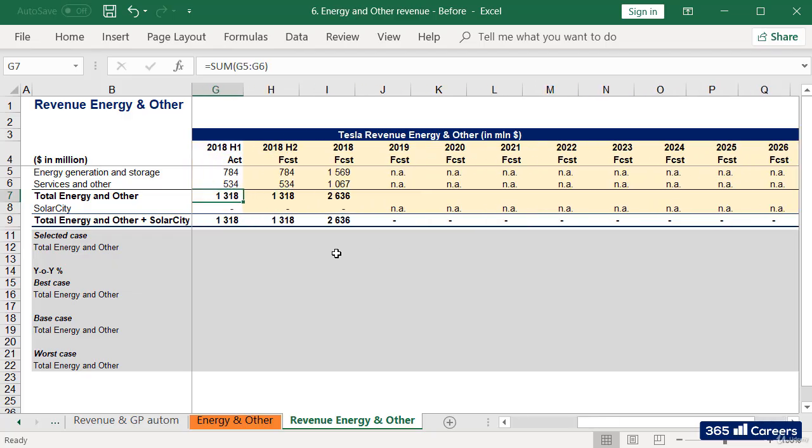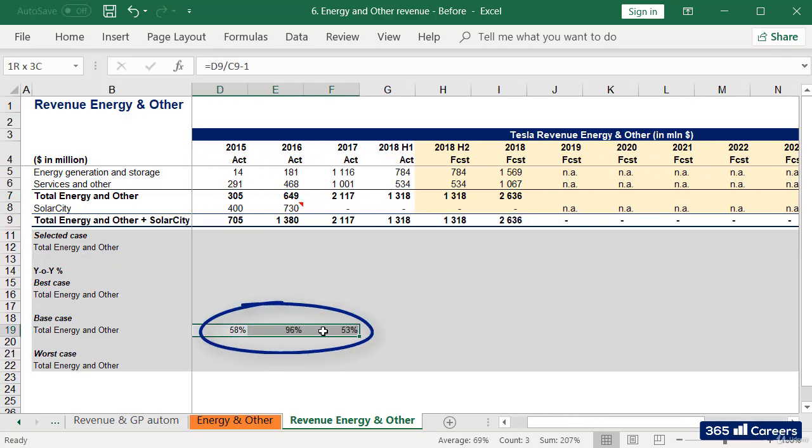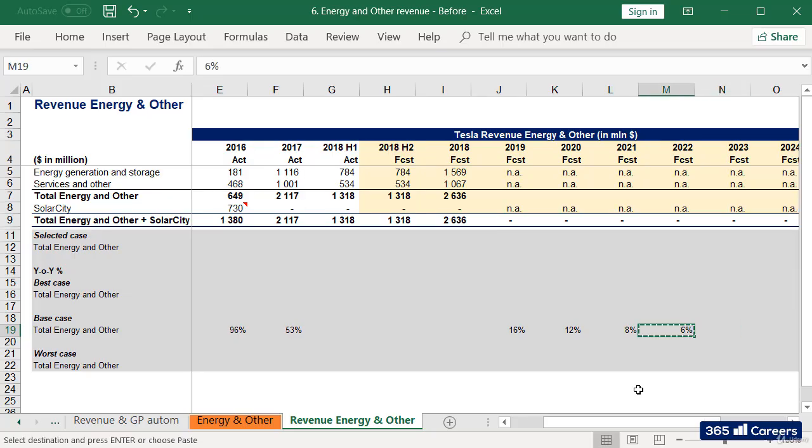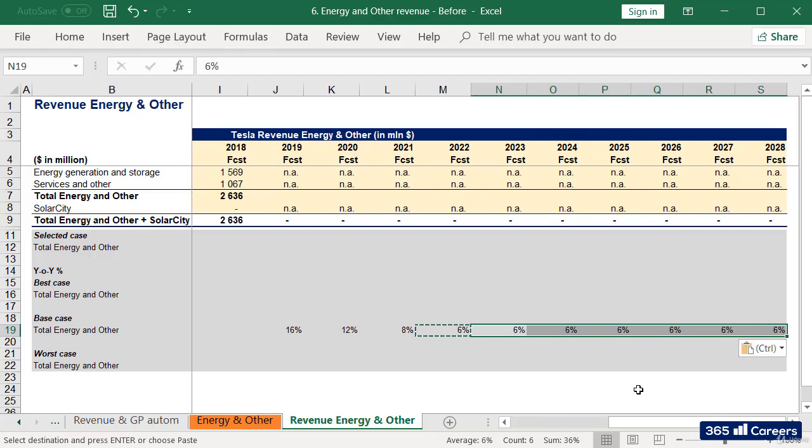In the recent past, these business lines experienced significant growth. However, we can't really assume this will continue. This is why I'll use a conservative revenue forecast to be prudent and avoid excessive optimism. I'll assume these business lines will grow by 16% in 2019, by 12% in 2020, by 8% in 2021, and by 6% for the rest of the forecast period.